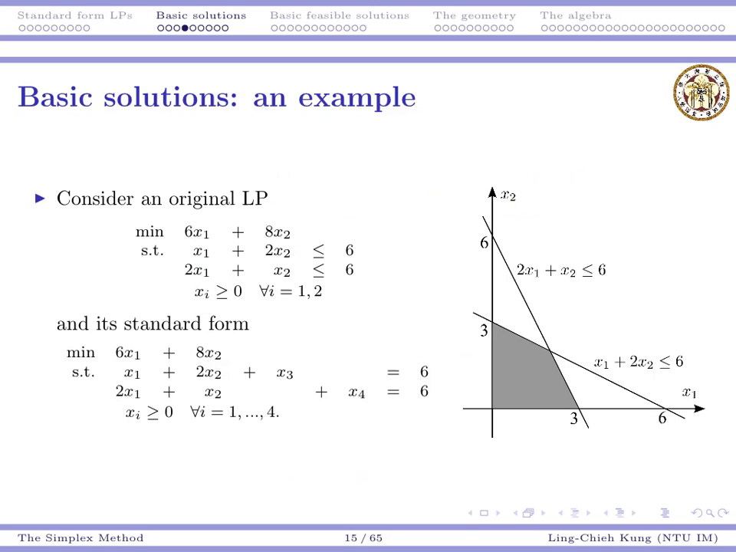To give you an example, suppose I have an original linear program like this, and then I have the standard form problem by setting up the equality constraints with these two additional slack variables.